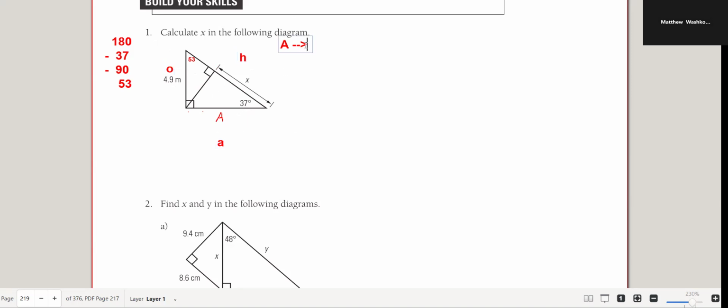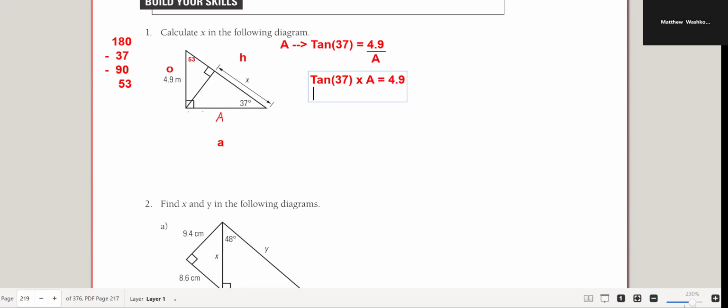So I have O, I'm trying to find A, tan, right? So tangent of 37 is equal to 4.9 over, let's leave it as A. Then I times by A, so then I get tangent of 37 times A is equal to 4.9, right?